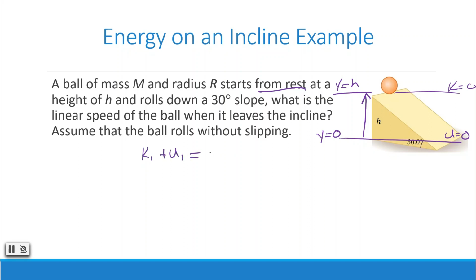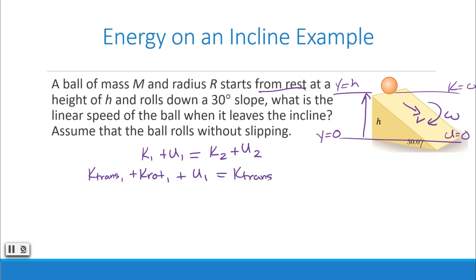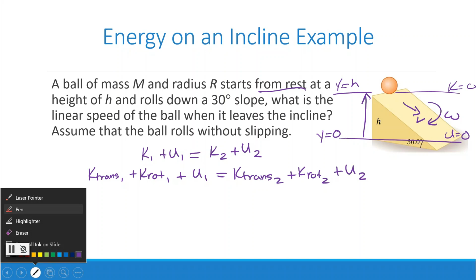the potential energy at the start is equal to the kinetic energy at the bottom plus the potential energy at the bottom. This looks exactly like we would have done before we learned about rotation. The only problem here is that as this thing starts to move, it has both a linear speed and an angular speed. So our kinetic energy is a combination of translational and rotational. So we have K trans at the start plus K rot at the start plus our gravitational potential energy. And that's going to equal K trans at the bottom plus K rot at the bottom plus our gravitational potential energy at the bottom. Now, we're going to assume that this thing starts at rest.